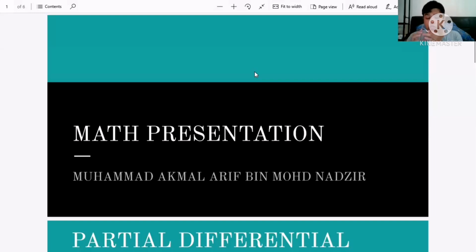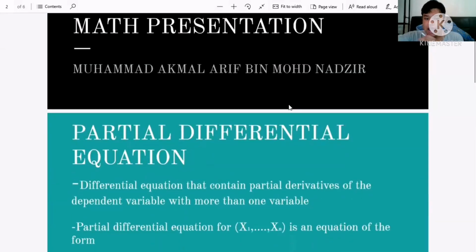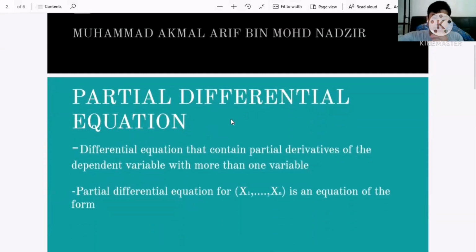Okay, as for today, I'm going to present about the topic of differential equations. For my part, I'm going to explain partial differential equations and also homogeneous differential equations. A partial differential equation is a differential equation that contains a partial derivative of the dependent variable with more than one independent variable. For example, in a certain equation there will be more than one variable, such as x and y. A partial differential equation for x1, x2, up to xn is an equation of the form.